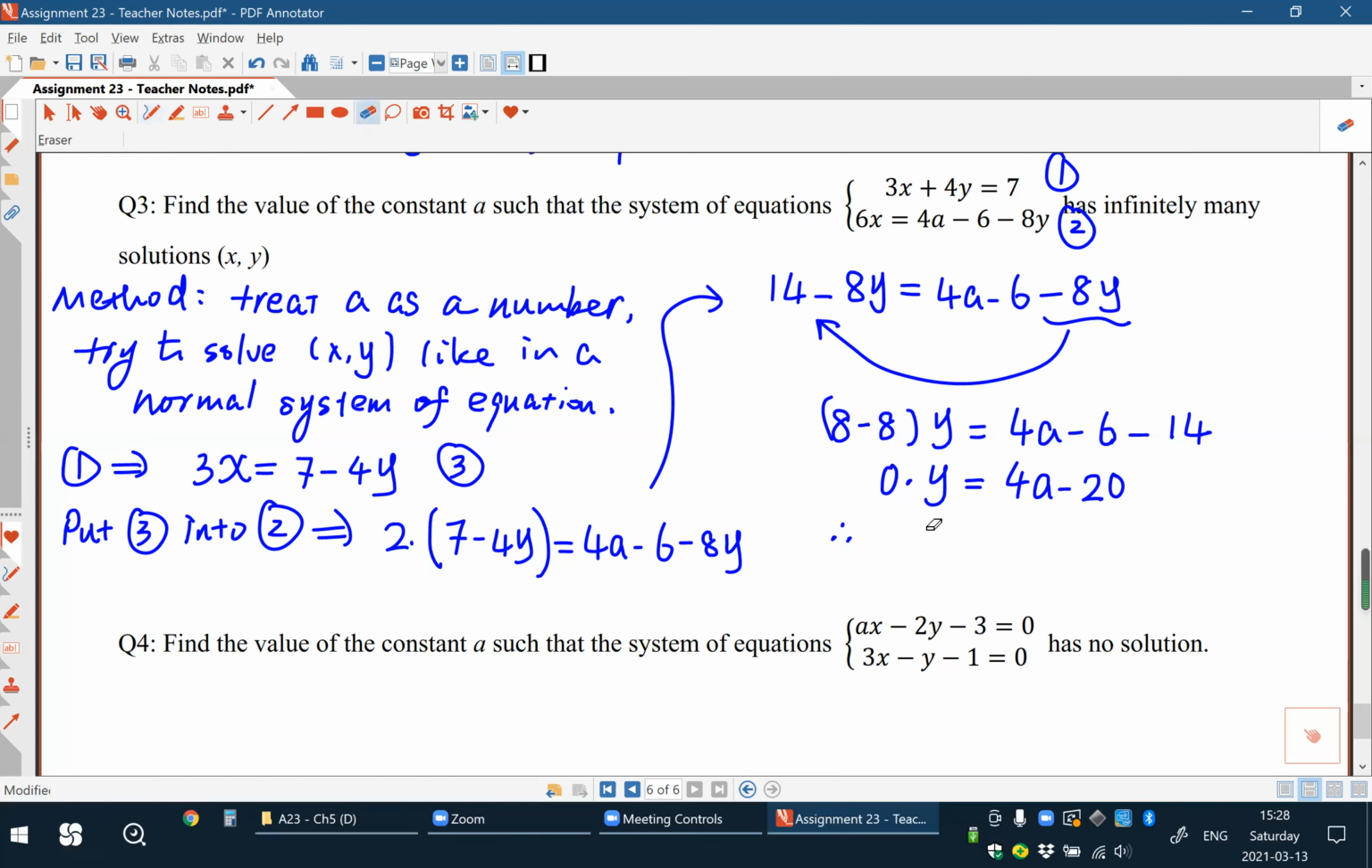Okay, so the conclusion is, if 4a minus 20 is 0, that is a is 5. The right-hand side is 0, right? Left-hand side is 0, right-hand side is 0, no matter what y is. That means we can have many solutions for y. So if 4a minus 20 is 0, that is, if a is 5, there are infinite solutions.